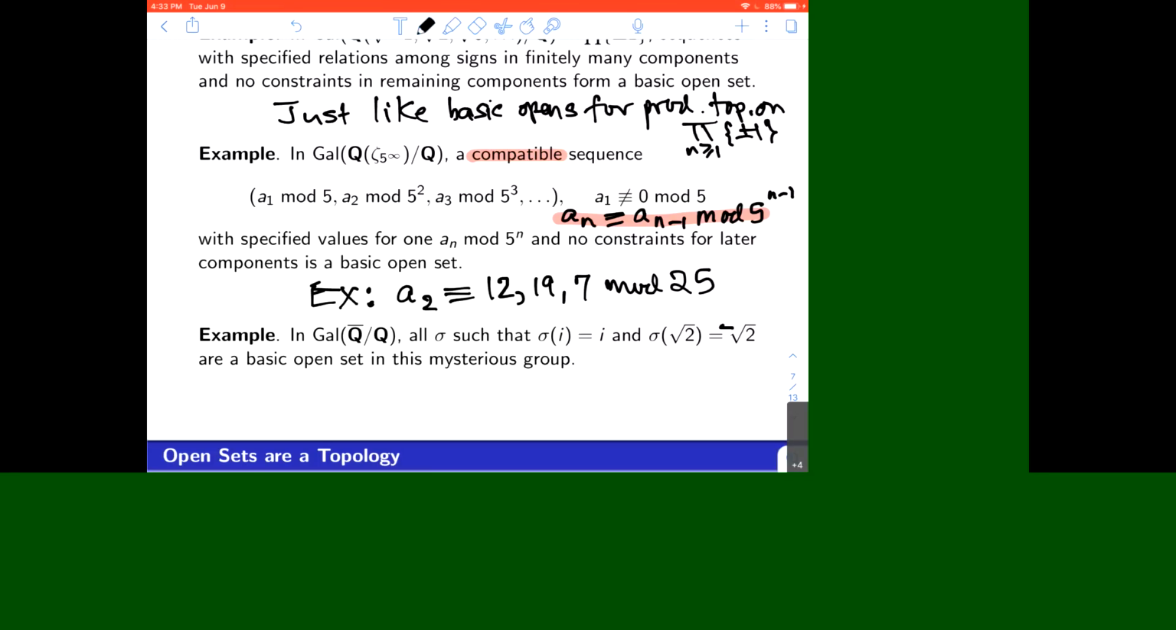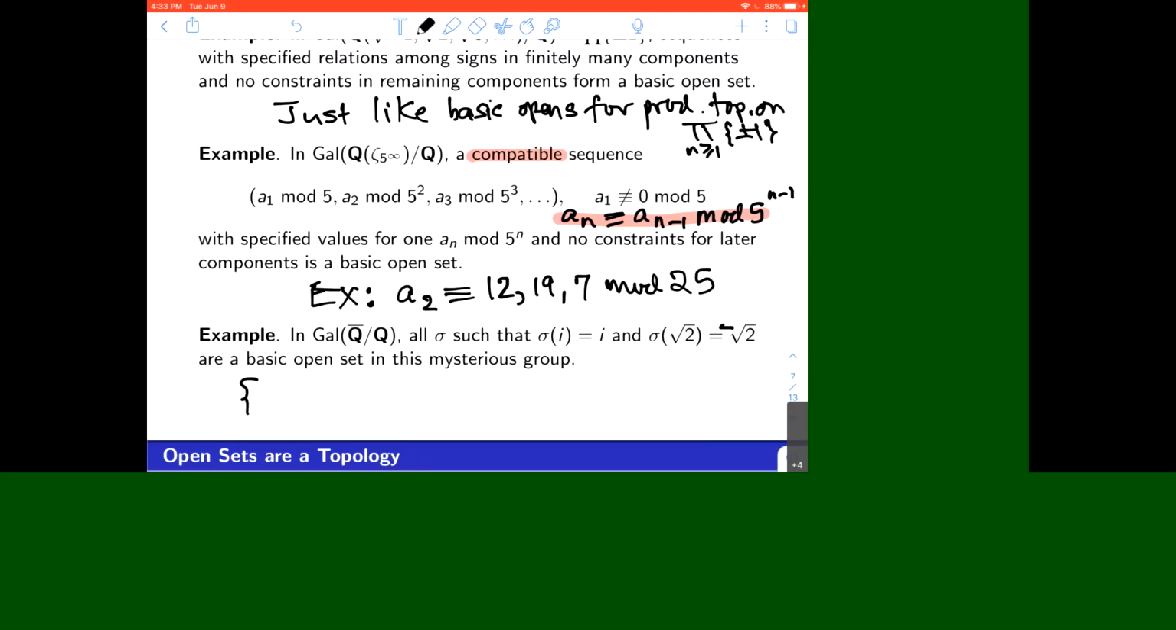There are a gazillion automorphisms that have this behavior, but thanks to Zorn's lemma, there are elements in the big Galois group that have any finite amount of specified behavior. If you look in the appendix of my course notes, you can read the proof of that. So this describes a basic open set.